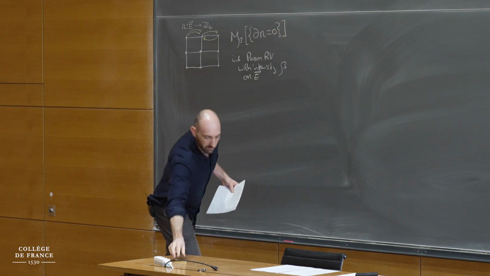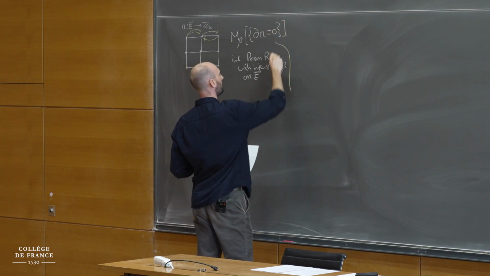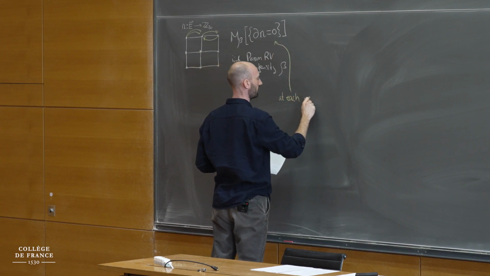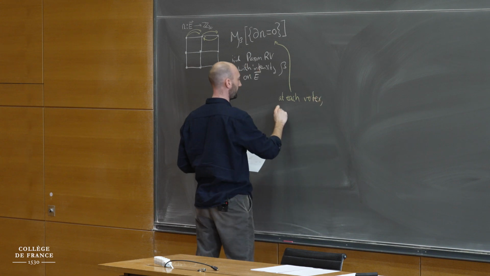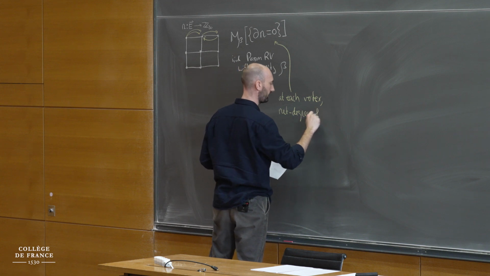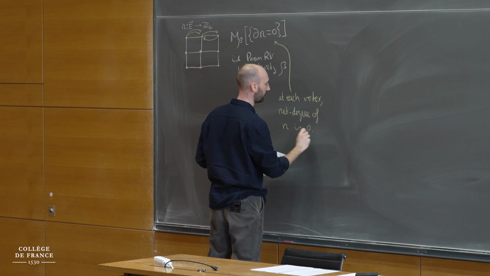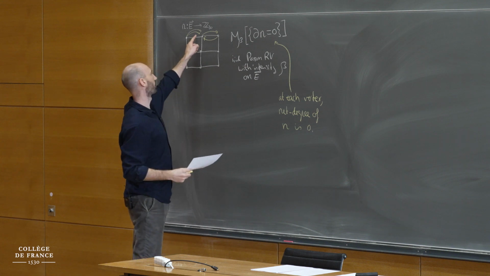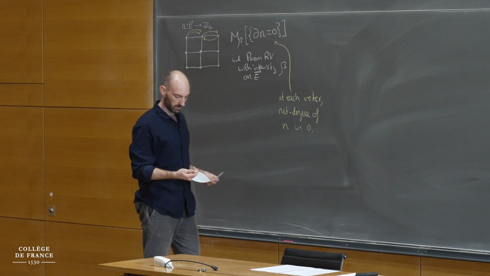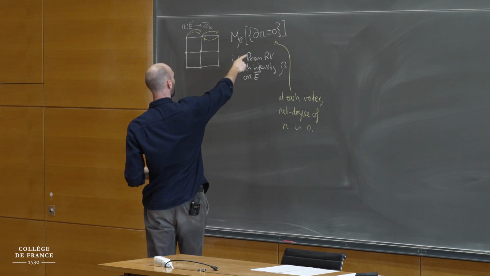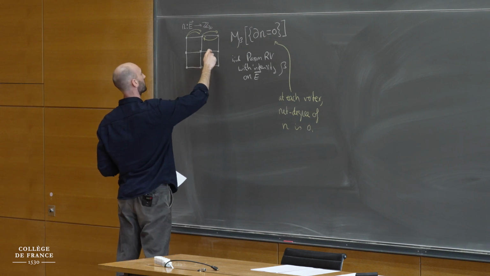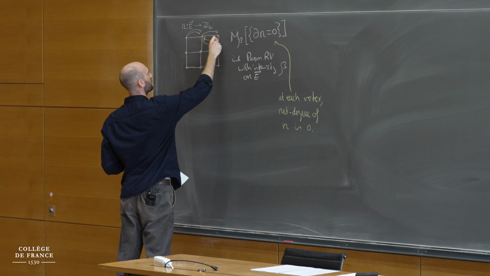So what is this event? This is the event that at each vertex the net degree of n is 0. And the net degree is just the number of outgoing and incoming edges. And what we realized was that if we have a configuration n which satisfies this constraint, so here it's clearly not the case, but let's try to complete the picture.